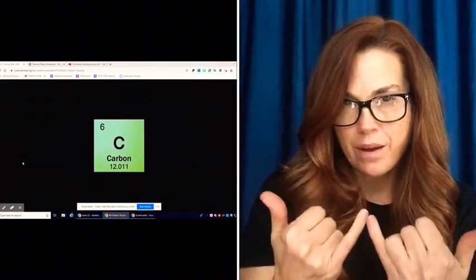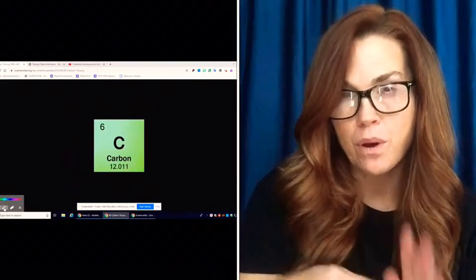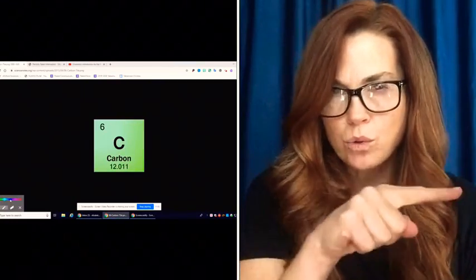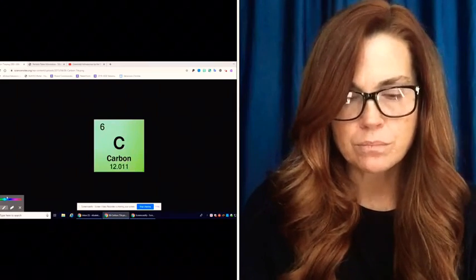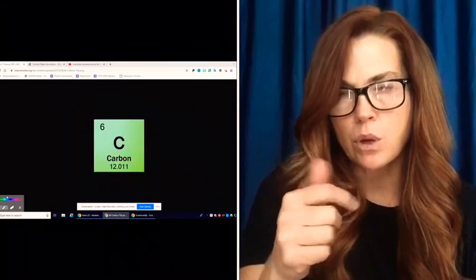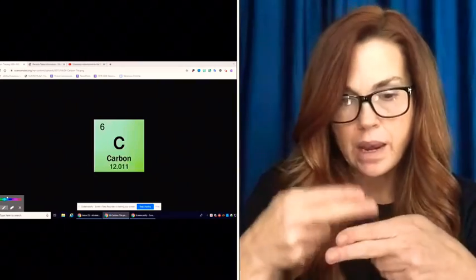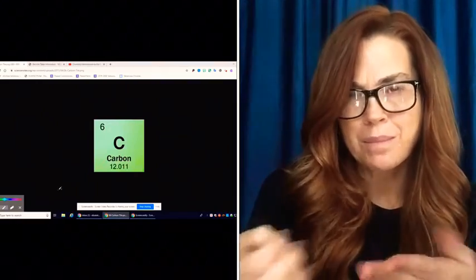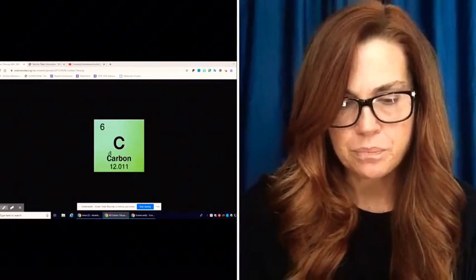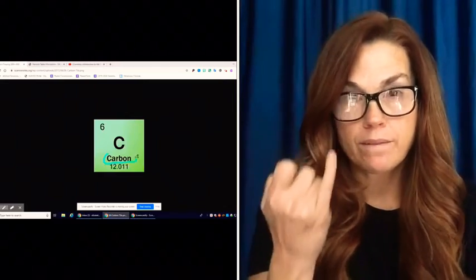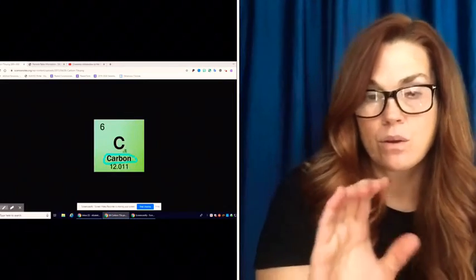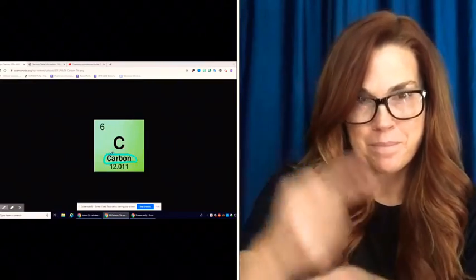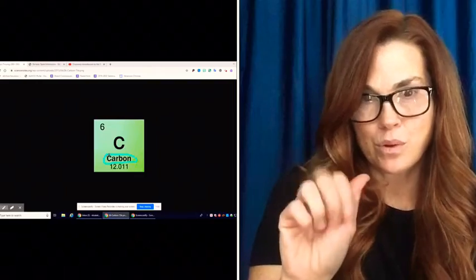So our next tile is carbon. So I would like you to go ahead and guess in your head where you think the element name would be. Okay, if you picked this section of the periodic tile, then you are correct. The element name is carbon, and it is right here.